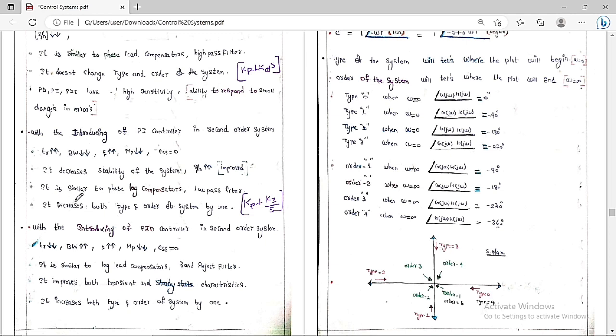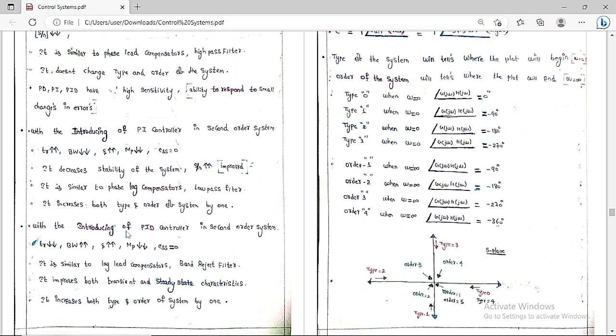It is similar to the phase lag compensator as well as the low pass filter, and it is going to increase both the type as well as the order of the system by 1. Here KP plus KI by S is the transfer function of the PI controller, so the pole is increased by 1. Therefore we can say the type is increased by 1 as well as the order of the system. So this is all about the PI controller.